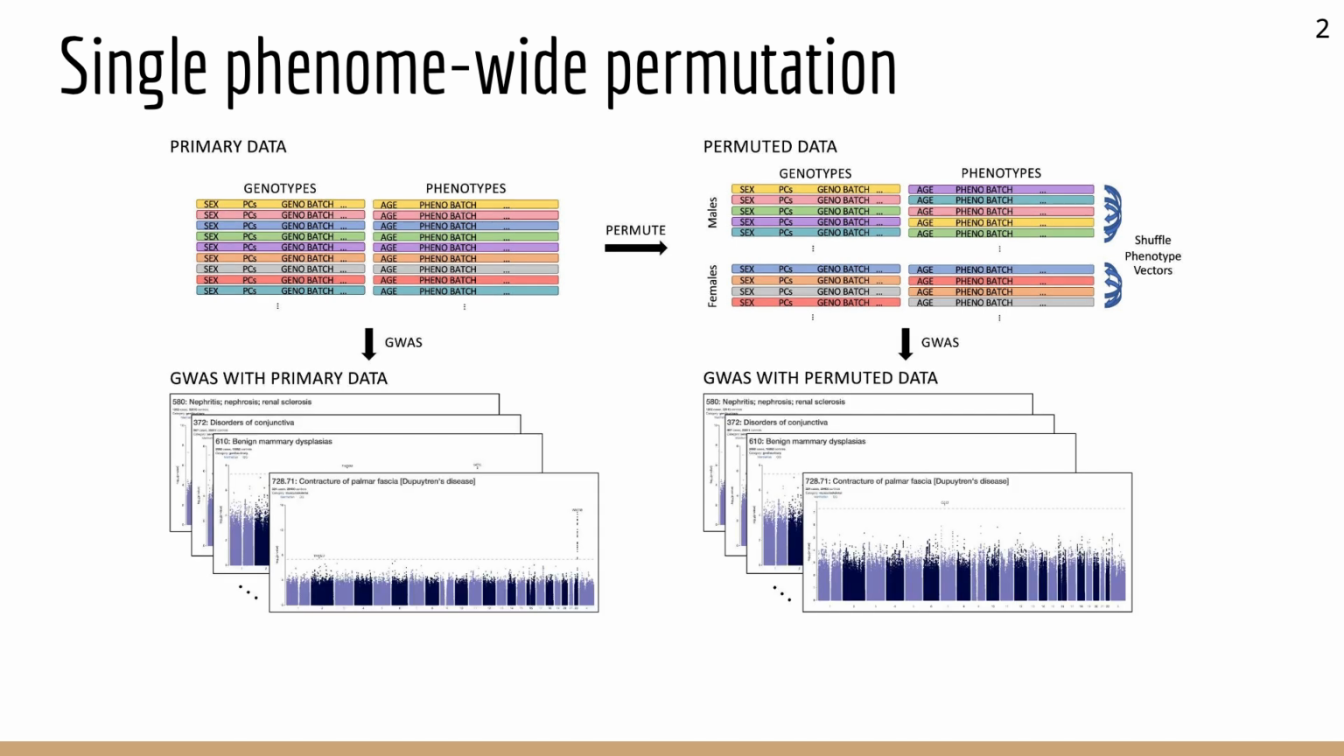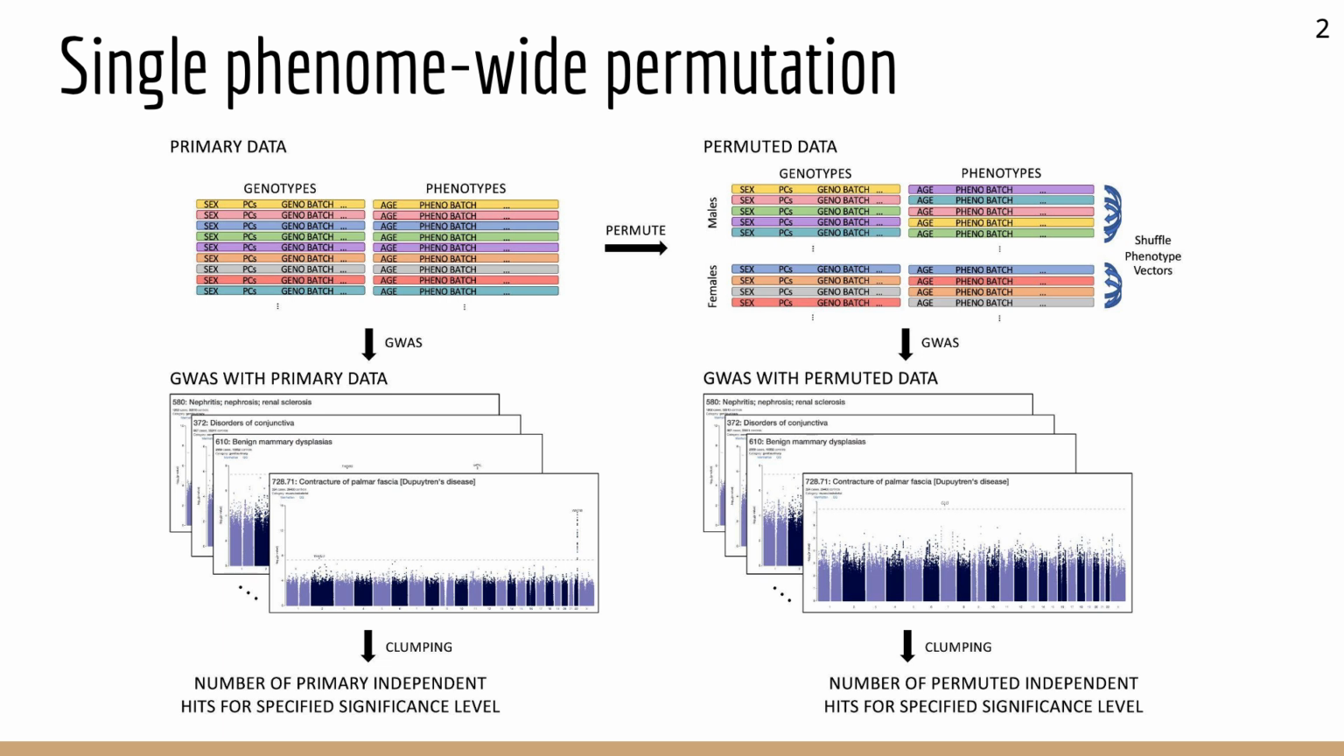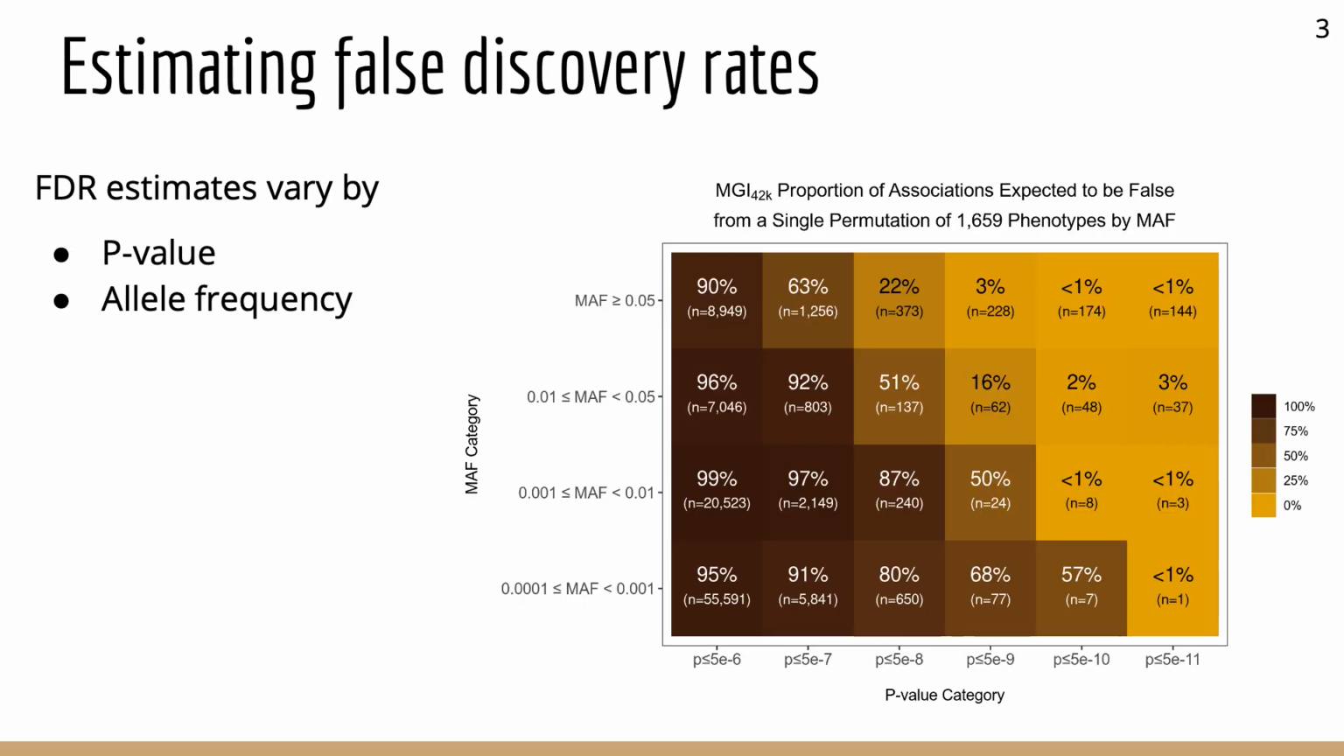From this stage, we go on to perform genome-wide association studies across all of the phenotypes in the biobank. We perform some clumping to find independent signals. Finally, we can estimate FDRs based on the number of permuted independent hits divided by the number of primary independent hits. I'd like to show you the utility of this in MGI. This is a heat map showing our different false discovery rate estimates in our MGI data across 1,700 phenotypes, partitioned by minor allele frequency and by p-value category.